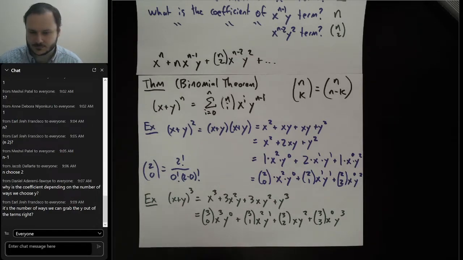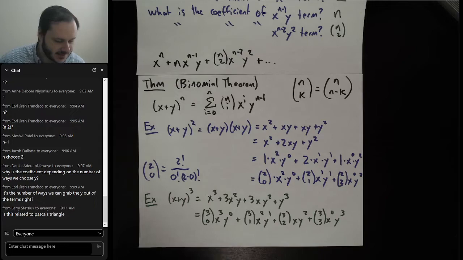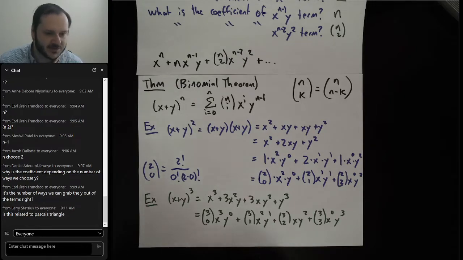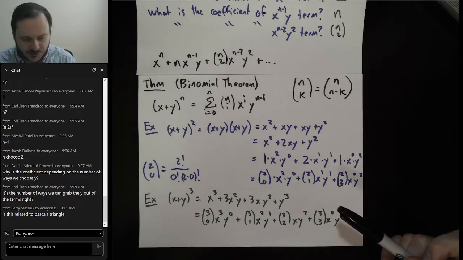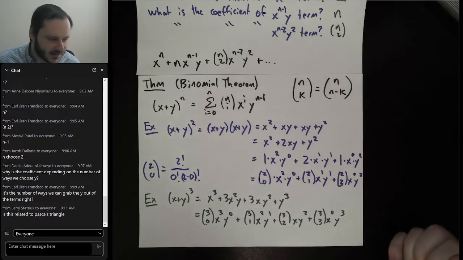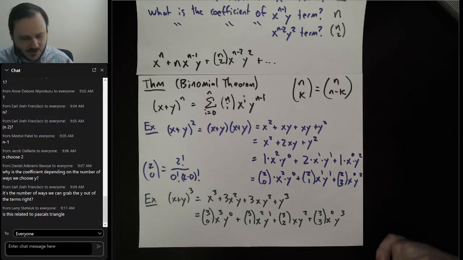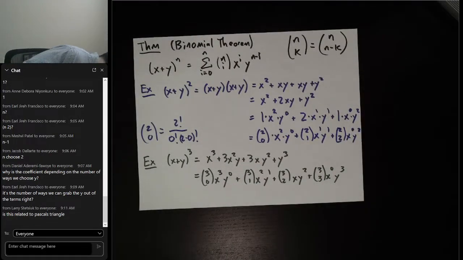Okay, let's do an example. Is this related to Pascal's triangle? Yes. You're about 5 or 6 minutes ahead of me. Let's do an example with the binomial theorem, and then we'll take our quick break, and then we'll come back and talk about Pascal's triangle, because Larry is too quick for me. I do want to talk about that. It's even in my notes.